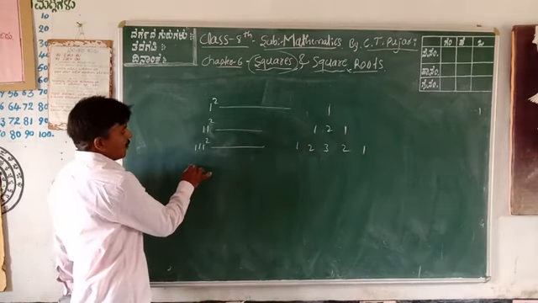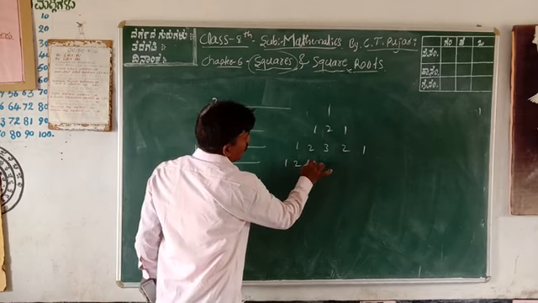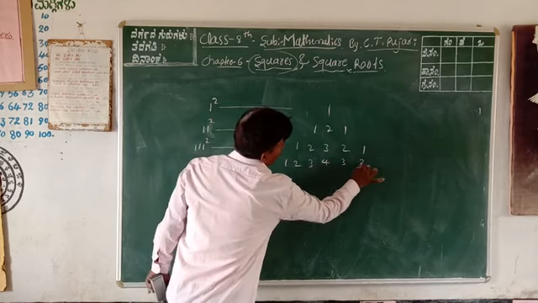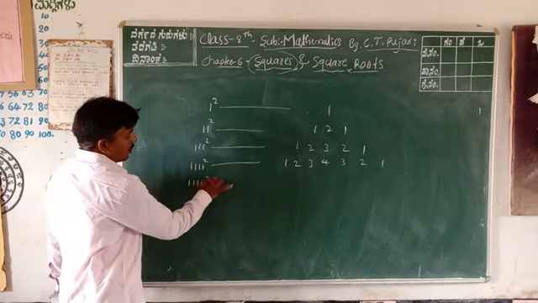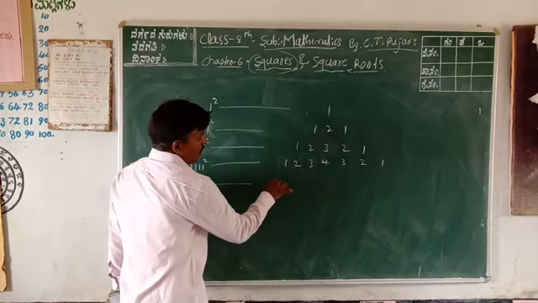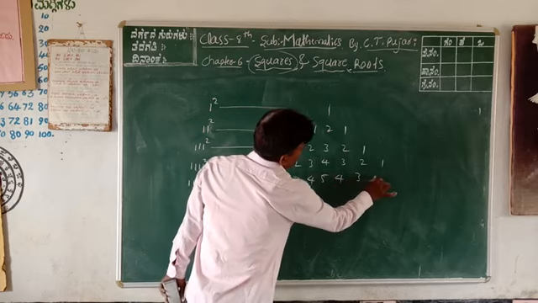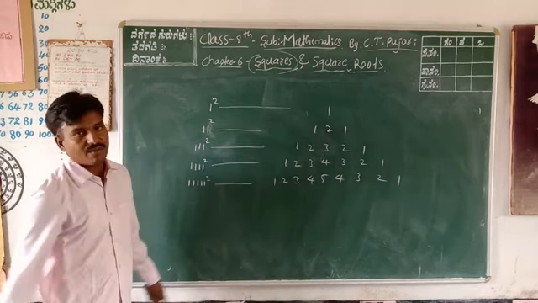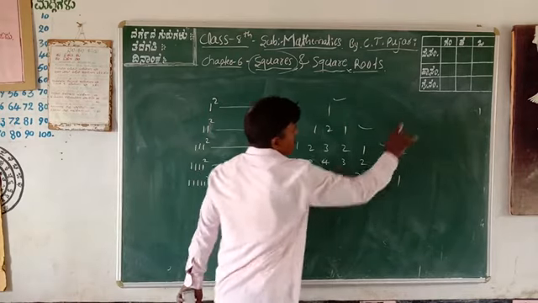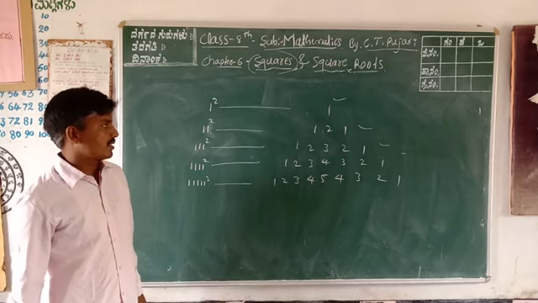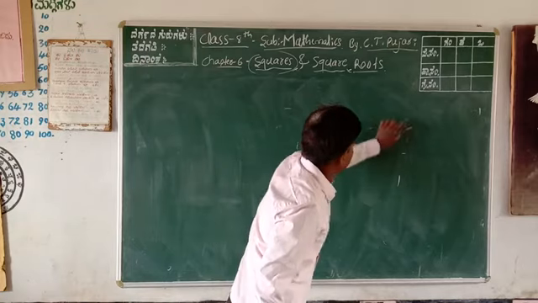What about next? 1111 square is equal to 1, 2, 3, 4, 3, 2, 1. What about next? 11111 whole square is equal to 1, 2, 3, 4, 5, 4, 3, 2, 1. This is one of the interesting patterns, and all of these are square numbers. Study the next pattern.